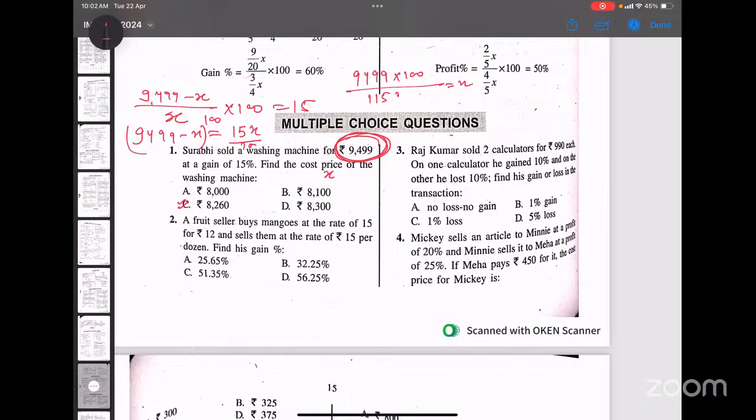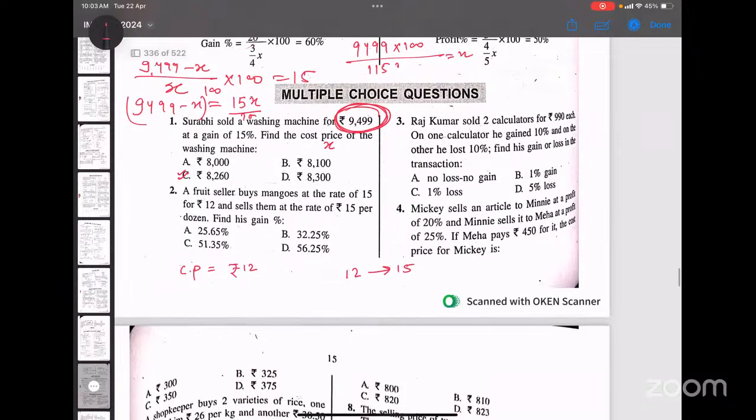Okay. So its cost price is how much? 12 rupees. Because he buys 15 mangoes for 12 rupees and sells them at the rate of 15 rupees per dozen, which means 12 mangoes cost 15 rupees. So one mango will cost 15 by 12 rupees.